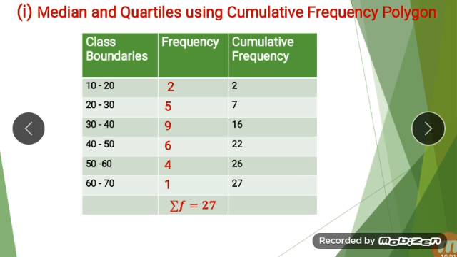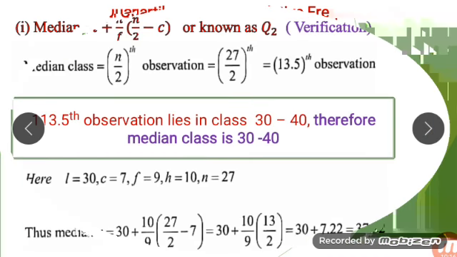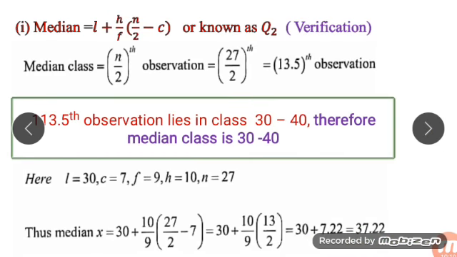What we have to do, first of all, we must determine median class. We cannot find the value of median until and unless the median class is determined. So let's find the median class. Median class can be found out by dividing the total observation by half, because median falls in the middle, so therefore the data should be divided by 2. The number of observation n is 27. When we will divide by 2, we will get the half, which is 13.5.